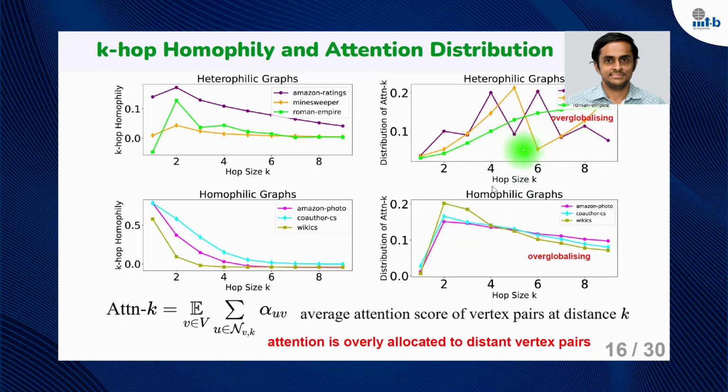Looking specifically at heterophilic graphs and their attention distributions is part of future work. But here, it's actually more than what is needed. For example, this green one, the Roman Empire data set, is more than what is needed. So it's not consistent across all data sets. No, there is no other metric there. There is only the attention value.